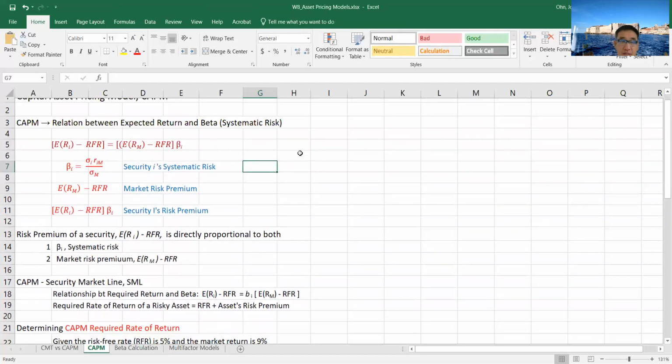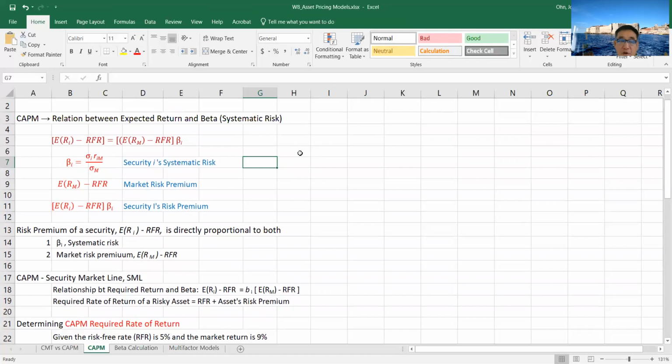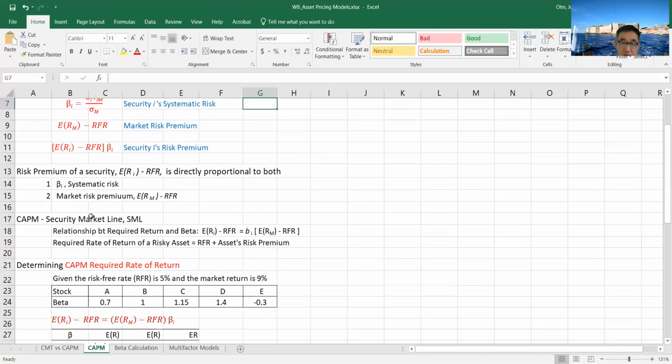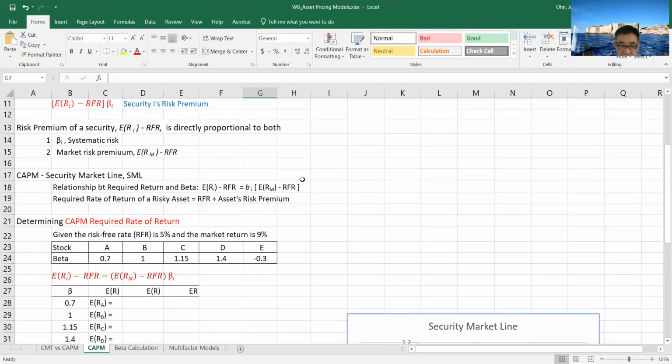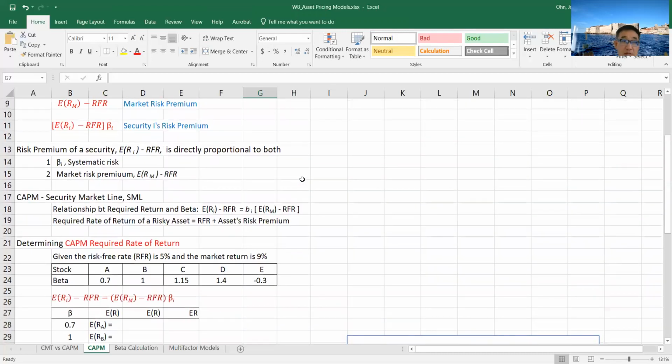If we put this, the CAPM, capital asset pricing model, on a graph, it is called the security market line. The security market line shows the relationship between risk, required return and beta. The required return of a risky asset is equal to this one in the risk premium form: the stock I's risk premium is a function of beta and the market premium.